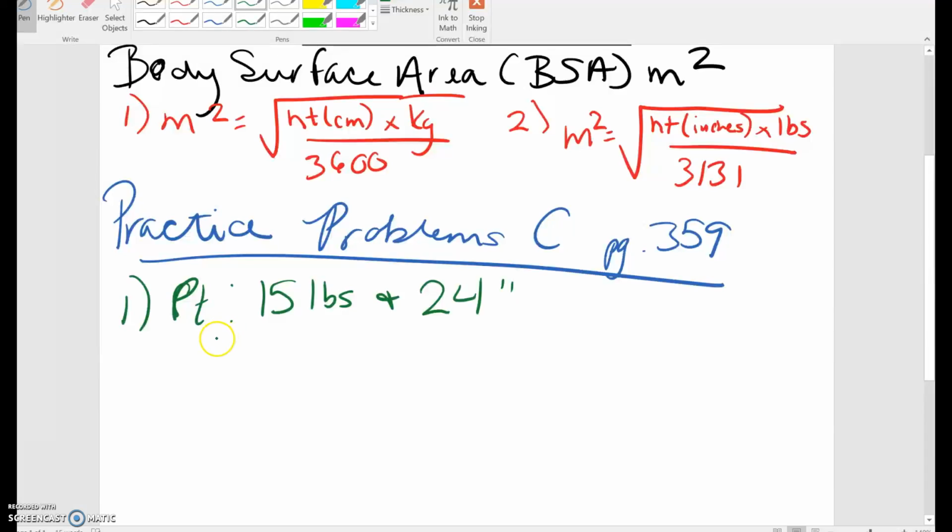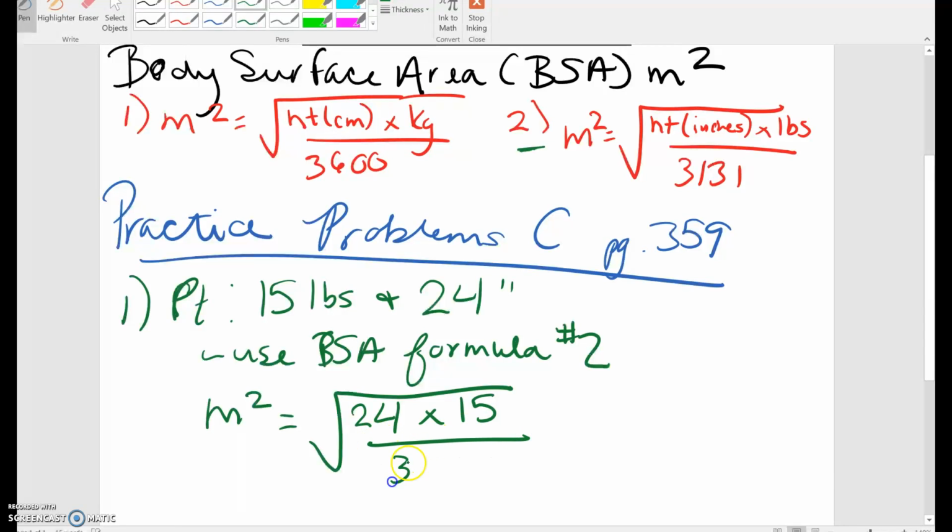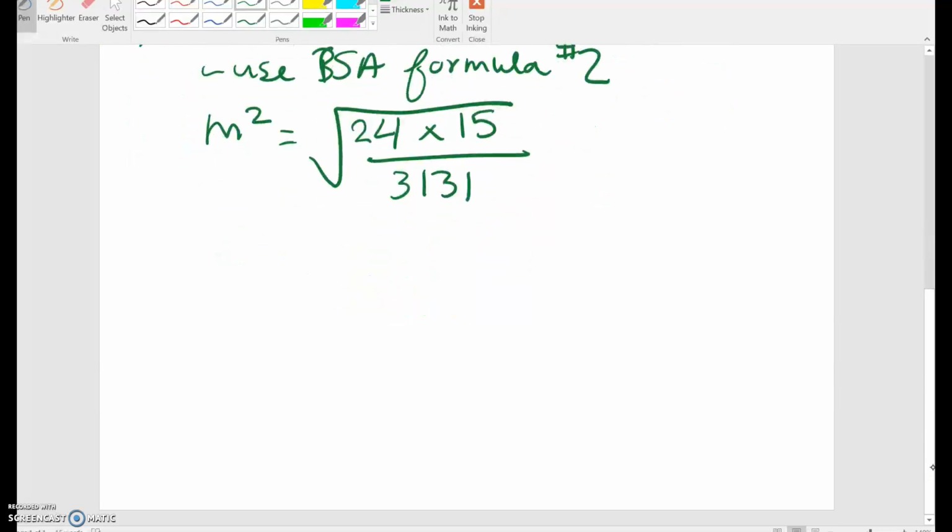So for number 1, you're going to use body surface area formula 2, which I've indicated up here. So in order to solve that, you're going to say meters squared equals the square root of 24 inches times 15 pounds over 3131. I'm going to solve this step by step so you can see.